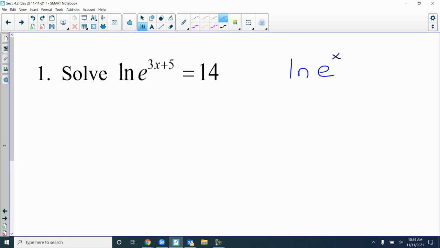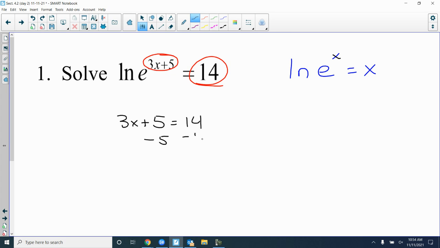So now you've got to be able to throw other expressions in there. Whatever this power is has to equal that answer. So 3x plus 5 has to equal 14. And now we can solve it. I get 3x equals 9, divided by 3, x equals 3 for that one.